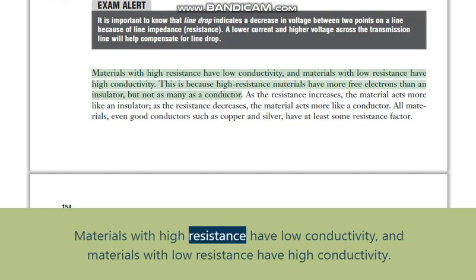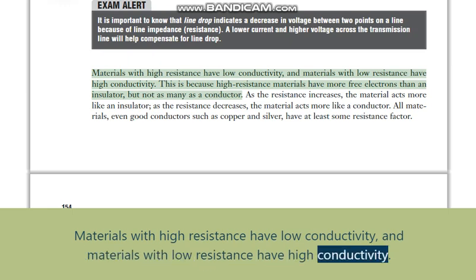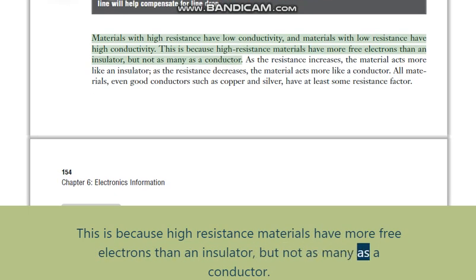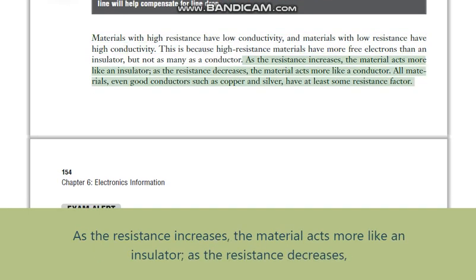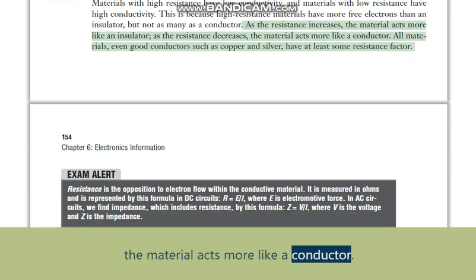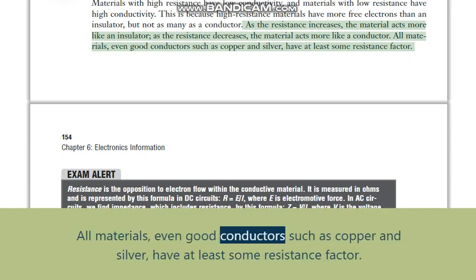Materials with high resistance have low conductivity, and materials with low resistance have high conductivity. This is because high resistance materials have more free electrons than an insulator, but not as many as a conductor. As the resistance increases, the material acts more like an insulator. As the resistance decreases, the material acts more like a conductor. All materials, even good conductors such as copper and silver, have at least some resistance factor.